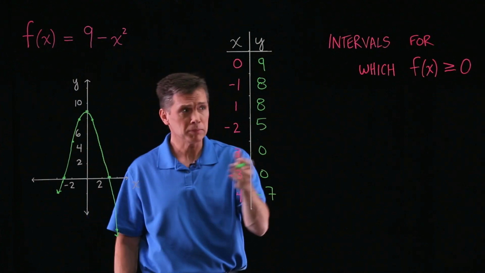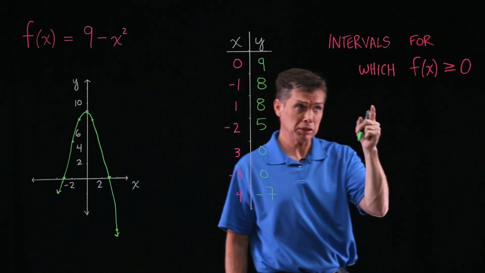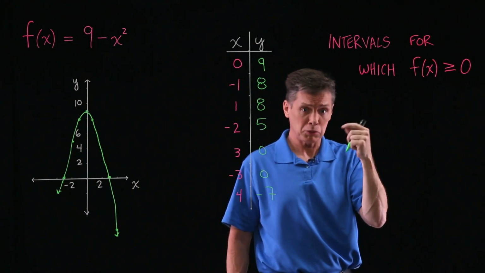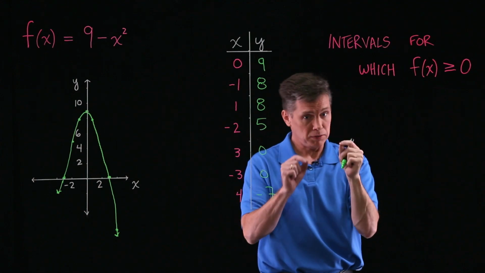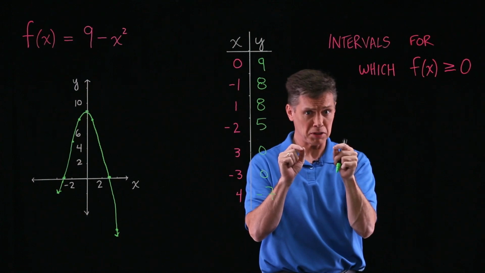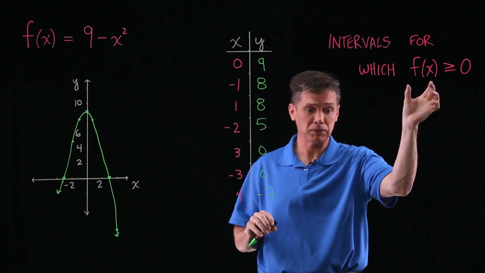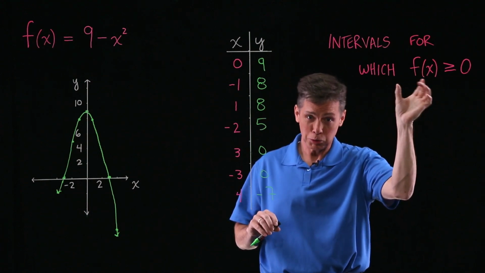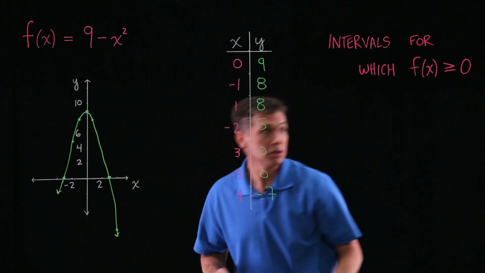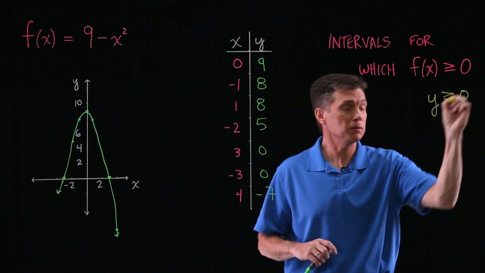Now the real part of the problem is what they're asking us to do. Based on our graph, we're supposed to determine the intervals for which f of x is greater than or equal to 0. And as we're learning about functions, this is the key. You always want to remember this. We've been learning about y as a function of x, and this new notation, f of x, is just y. Always remember that. So this question is really just asking us, where is y greater than or equal to 0?